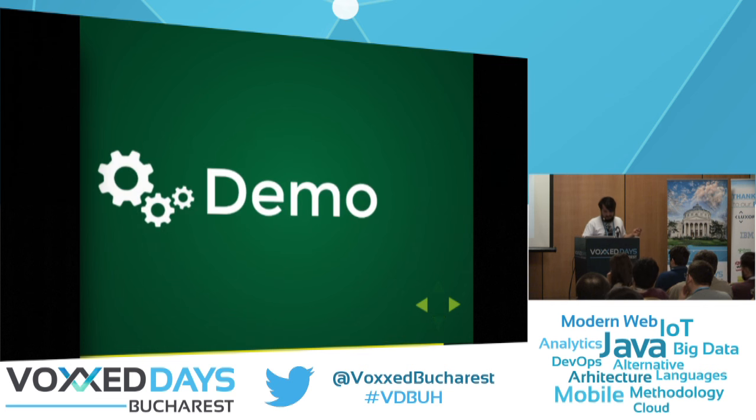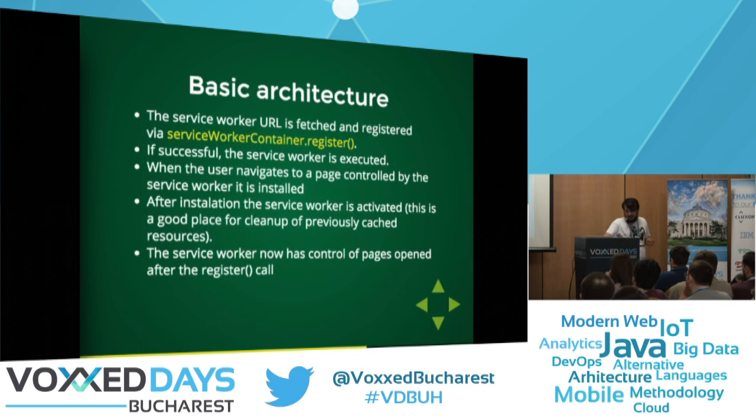Okay, so what's the basic architecture of a service worker? Well, you first need to register a service worker, and there's an API for that. Then, if registration was successful, it is executed, and it receives an install event. In the install event, you can pre-cache all of your application shell, so that whenever the user requests a resource, she doesn't have to go out to the network to get it.